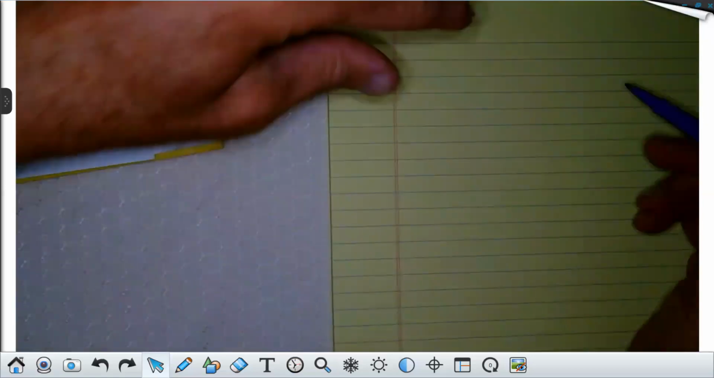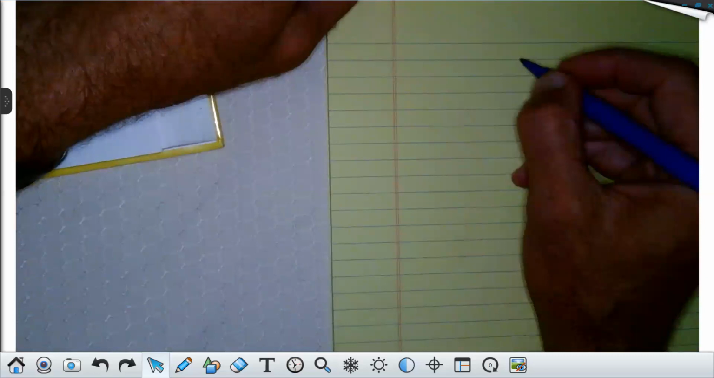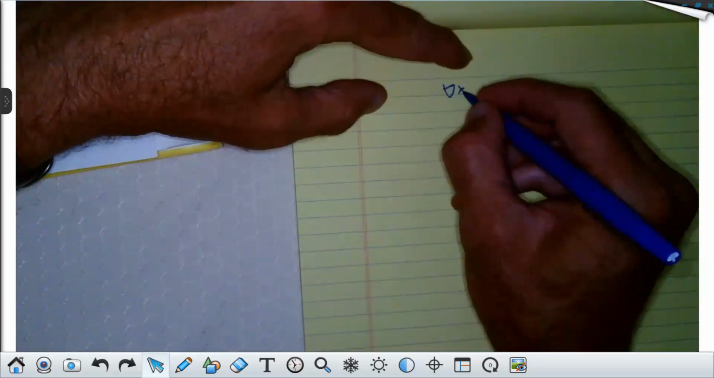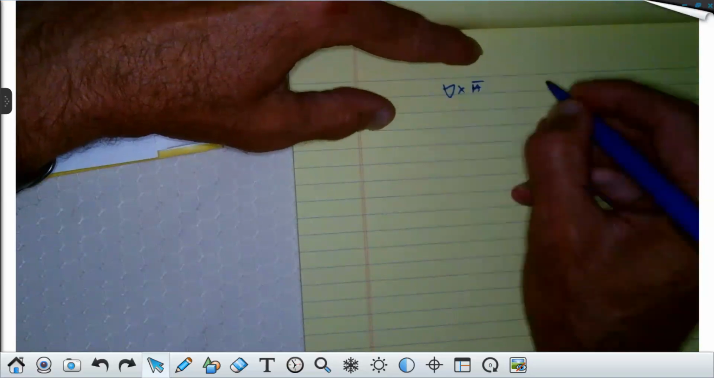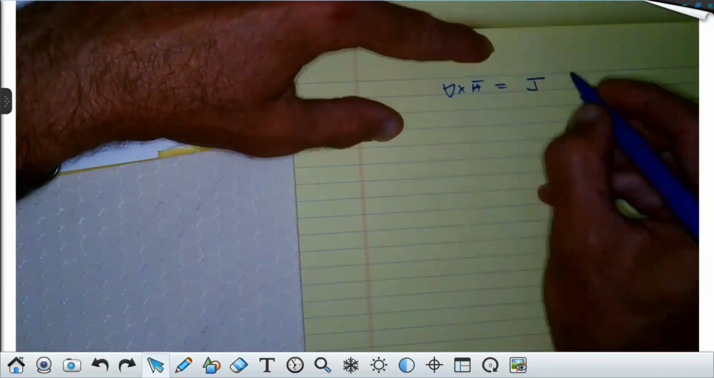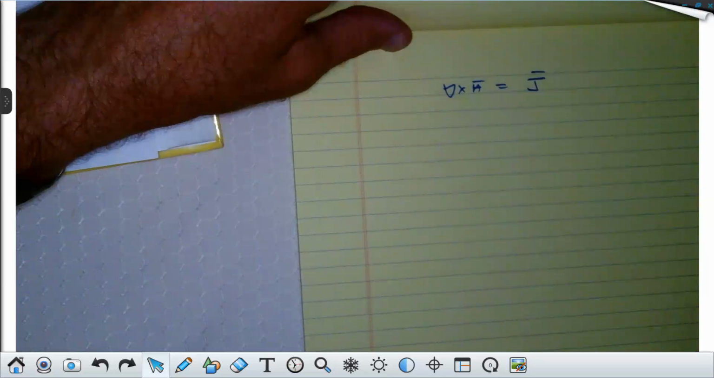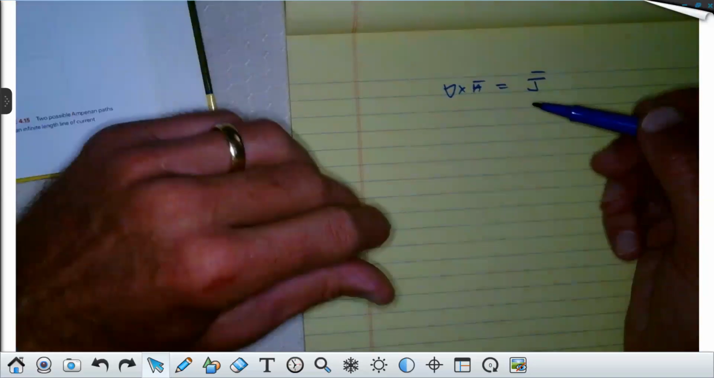What really goes on is this. There's a fundamental law. This is called the differential formula, and it's the curl of H for electrostatics is just equal to J, and J is the current density. This is a differential form of a law. Now, the curl operator isn't something you're very familiar with, but you will become very familiar with it.